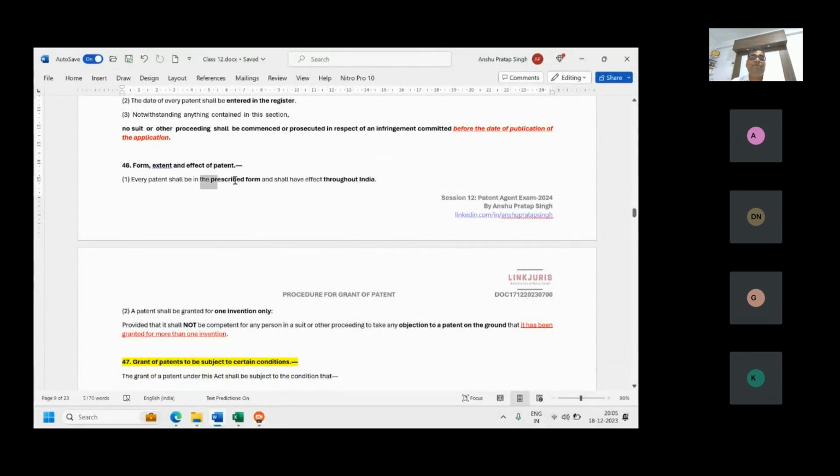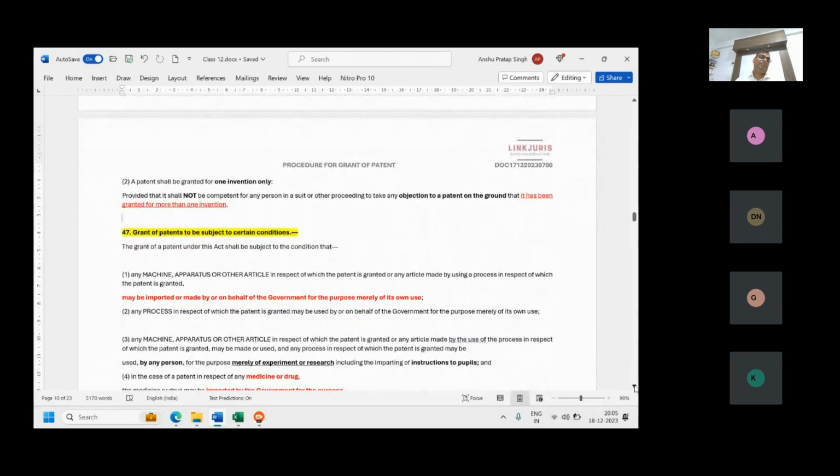Every patent shall be in the prescribed form and shall have effect throughout India. Correct. A patent shall be granted for one invention only, obviously, because one invention, one application is the rule. If by mistake a patent has been granted for more than one invention, then also no person can take any objection in a suit or other proceeding to the patent or grant. However, no one can take that plea that this patent has been granted for more than one invention.